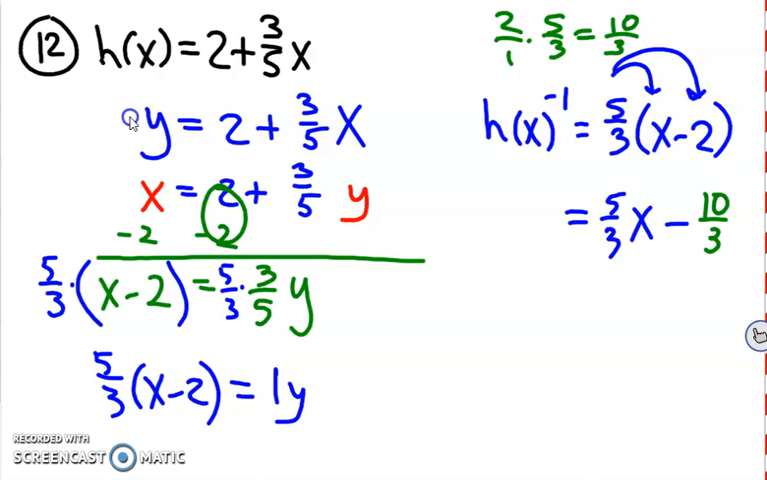You decided to turn it into fractional form and get rid of the parentheses. Either answer is acceptable. The nice thing about the second answer without the parentheses is that the 5/3 tells me the slope, and the negative 10/3 tells me where the graph actually intersects the y-axis.